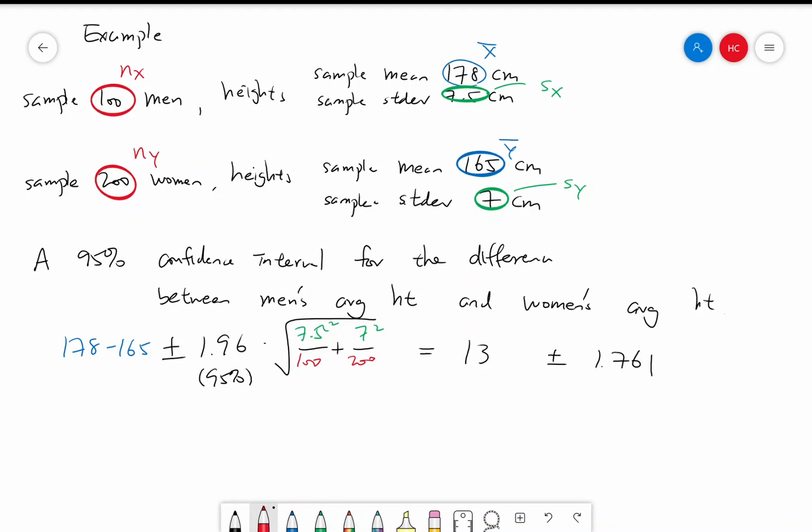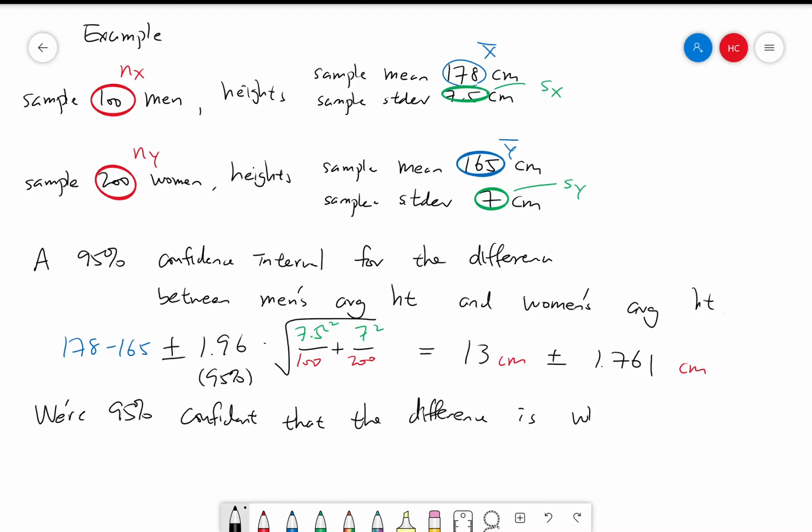Let's not forget the units. These are centimeters. So this means that we are 95% confident that the difference between men's average height and women's average height is within this interval.